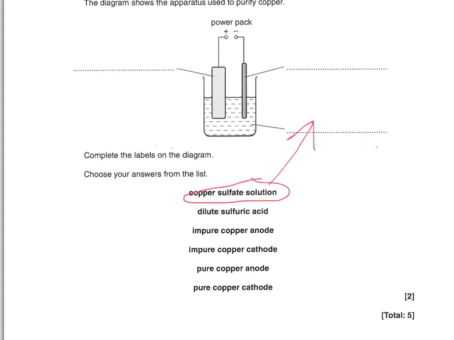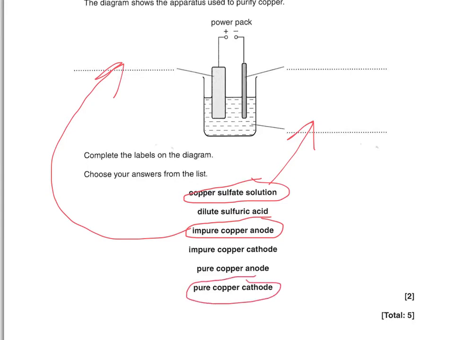Then the anode is made of impure copper. So you need this label, impure copper anode. And the anode is the positive one. That's there. Now, the diagram actually kind of shows you which one is the impure copper, because it's the thicker one, because you're going to have copper going from the thicker one to the thinner one. And then you've got a pure copper cathode, which is this one here. Pretty tricky, that one, actually.